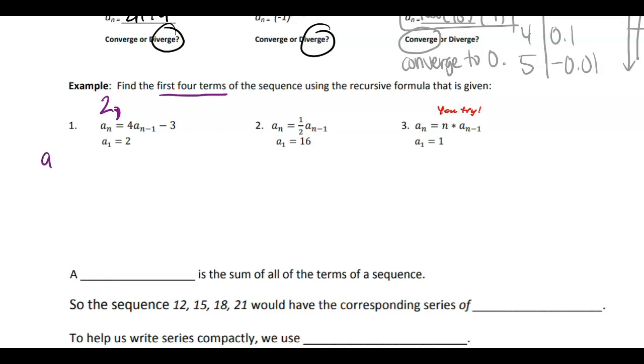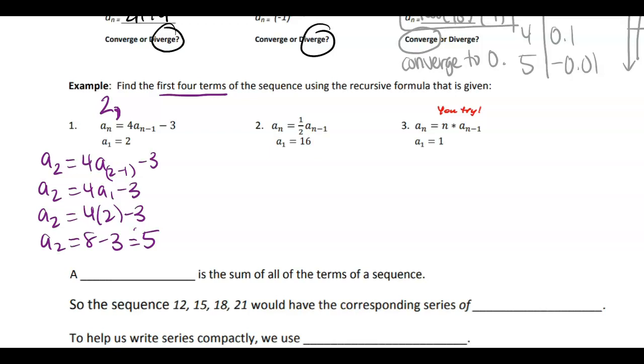Okay, let me find a sub 2. Well, in order to find a sub 2, I'm going to have to take 4 times a sub 2 minus 1 and then subtract 3. Well, a sub 2 minus 1 is going to give me 4 a sub 1 minus 3. So we just need to take that a sub 1 value and plug it in. So 4 times 2 minus 3. 4 times 2 is going to give me 8, and 8 minus 3 is going to give me 5. That's my value for a sub 2.